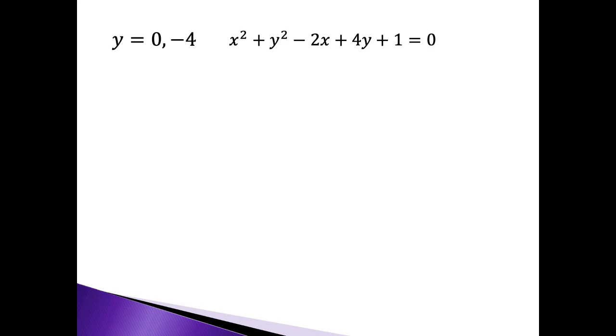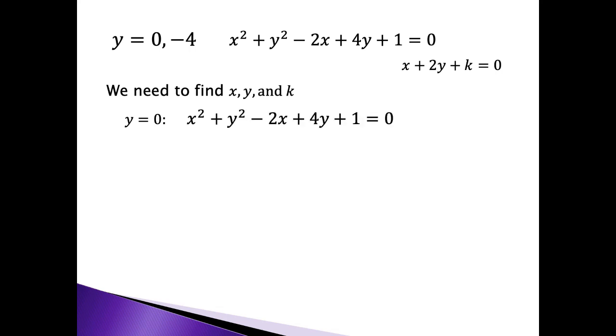Knowing that y equals 0 and negative 4, and the equation of the circle x squared plus y squared minus 2x plus 4y plus 1 equals 0, and the equation of the line x plus 2y plus k equals 0, we need to find x, y, and k. If we have y equals 0, and we use the equation of the circle, we can find that x squared minus 2x plus 1 equals 0. Factoring, we have (x minus 1) times (x minus 1), so x equals 1.